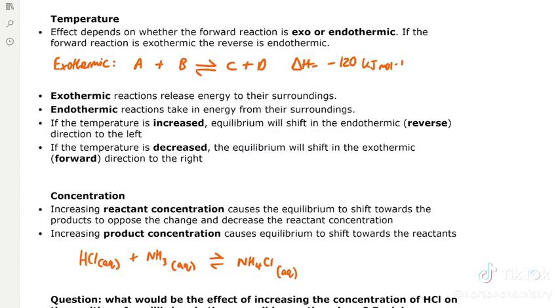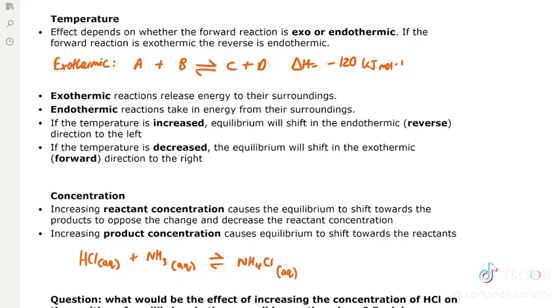So if the temperature of this exothermic reaction is increased, the equilibrium will shift in the endothermic direction, so the reverse direction, which is to the left, towards A and B. And oppositely, if the temperature is decreased, the equilibrium will shift in the exothermic, the forward direction, which is to the right, towards C and D.